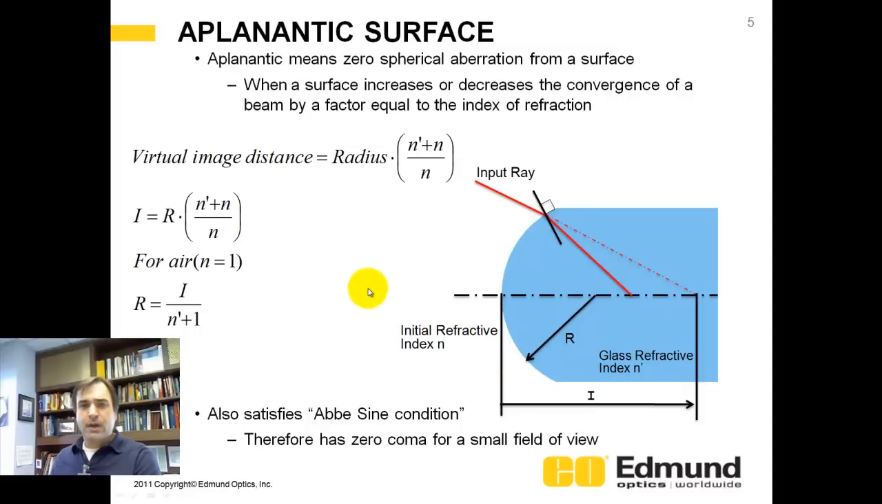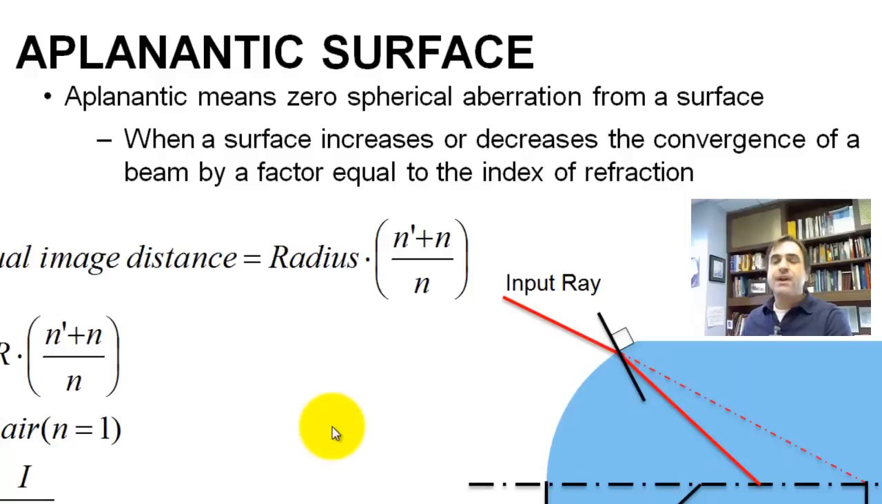The other term I want to talk about is aplanatic. Aplanatic means zero spherical aberration induced from an optical surface. There are three cases where you're going to have zero spherical aberration. Two of them aren't very interesting, and those are when your object or image is on the surface, or they're at their center of curvature. The object and image will be at that center of curvature. Not very interesting cases.